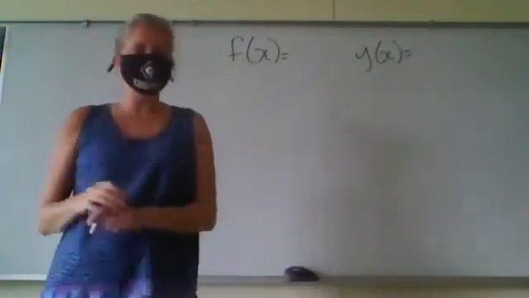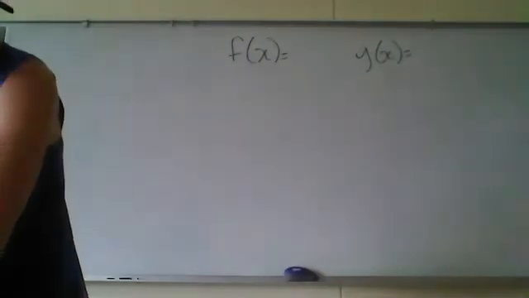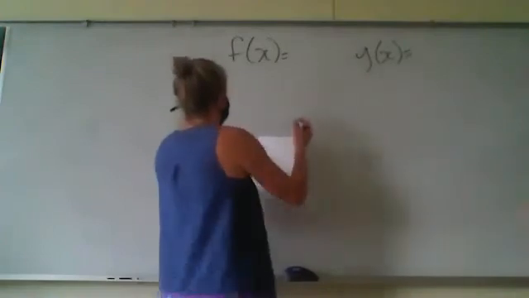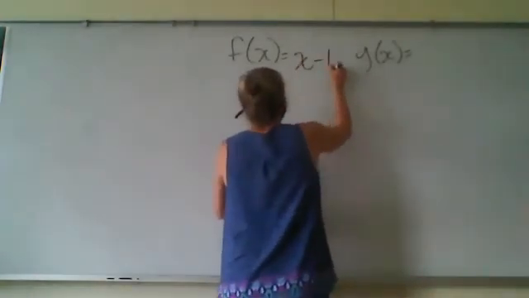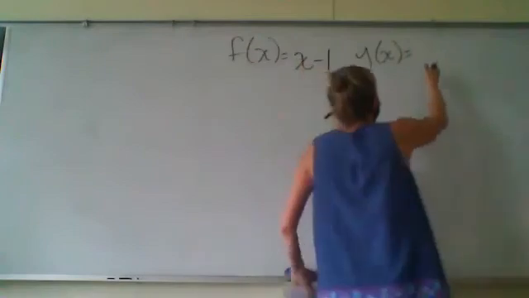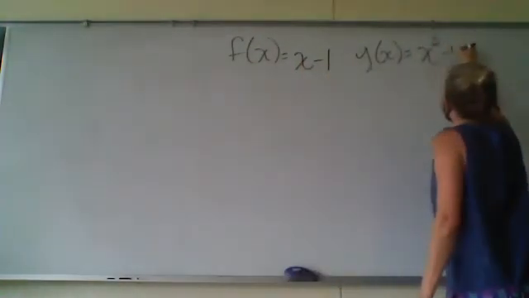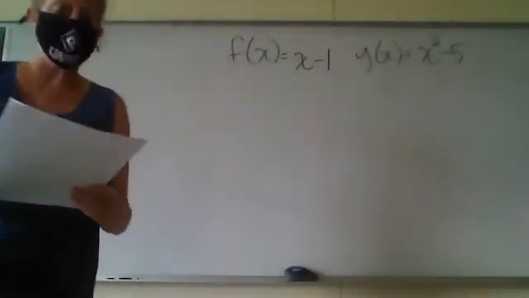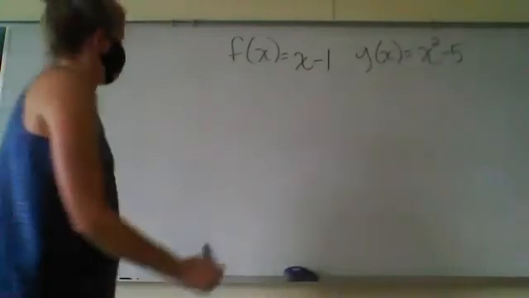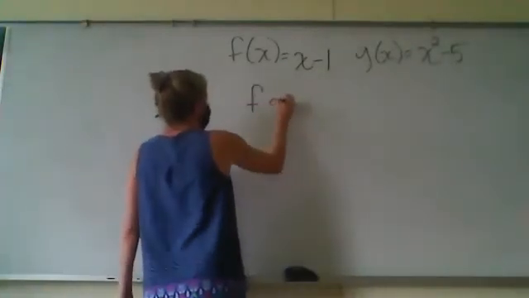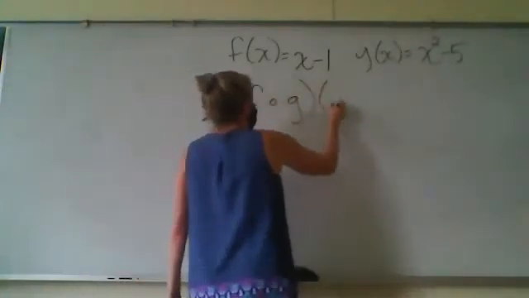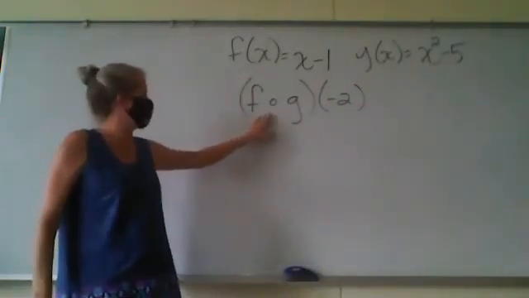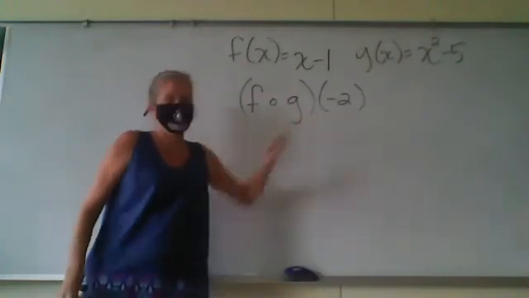So it's still going to give us 2 functions, but it's going to ask us to do something a little bit different with them. Number 1, f of x is x minus 1. G of x is x squared minus 5. And it wants me to find f of g of negative 2. So f of g of negative 2. That's what it looks like. This is not a multiplication symbol. That's a composition symbol. F of g of negative 2.